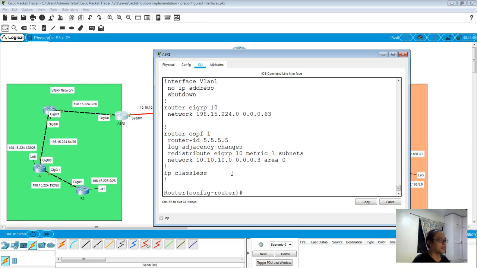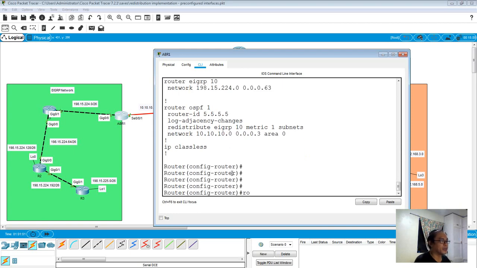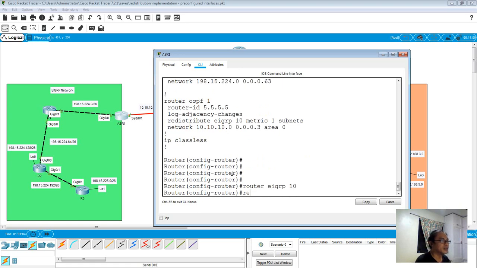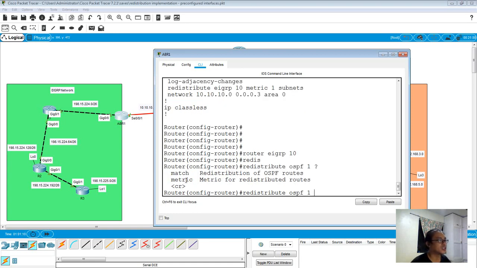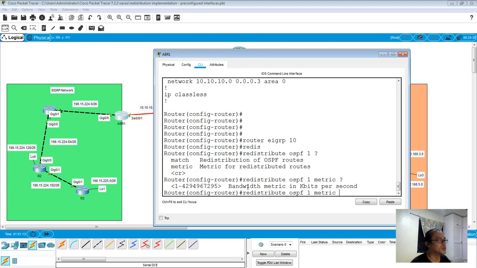Okay, let's go to EIGRP, router EIGRP 10. Enter, redistribute OSPF 1. Okay, question: what is the first thing to redistribute? Number 1, the metric. Question number 2, what would be the bandwidth? The bandwidth is what I have told you in my lecture, in the concept, it should be 100,000.